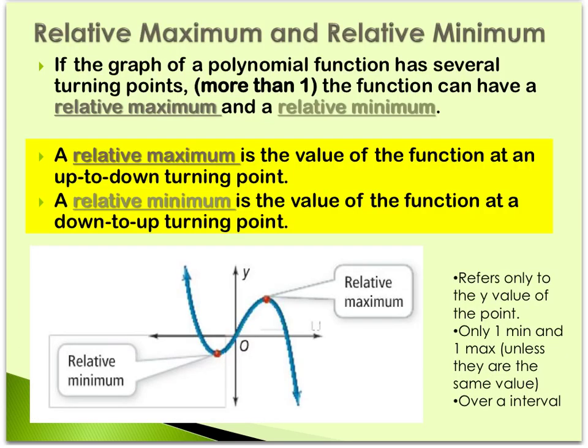So we talked about maximum and minimum values whenever we studied parabolas. We said that if my quadratic function opens up, then I'm going to have a minimum value at the y coordinate of the vertex, right? And if my parabola opens down, then I'm going to have a maximum value at the y coordinate of the vertex. Now with these higher degree polynomial functions, we have more than one turning point, right?